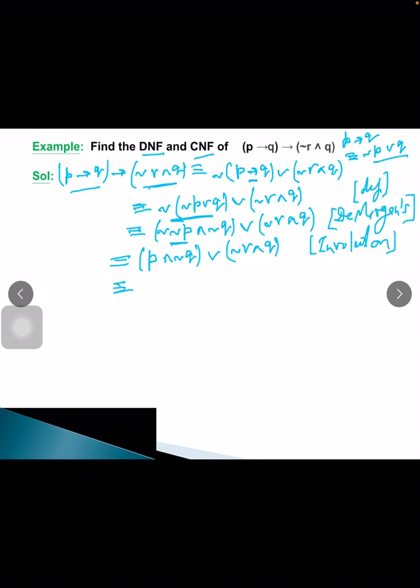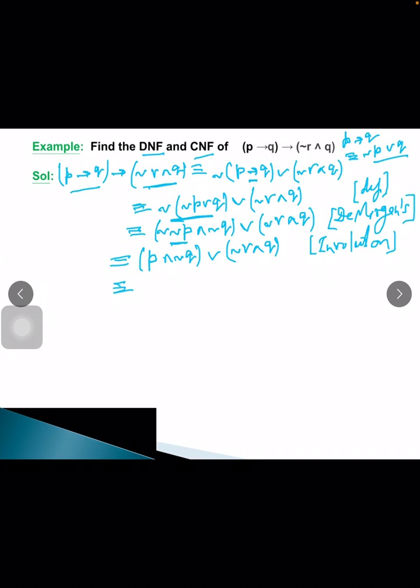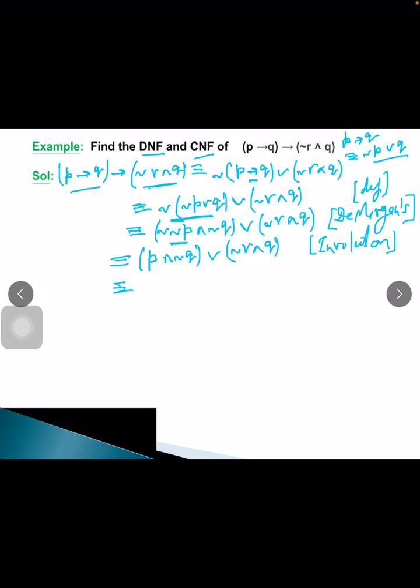These are conjunctive clauses, and these two conjunctive clauses are joined with the disjunction. So what is this form? It is called the DNF. So here we find the DNF. Up to here we have found the DNF.